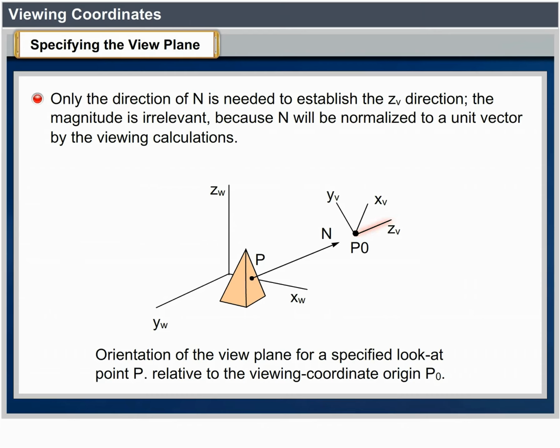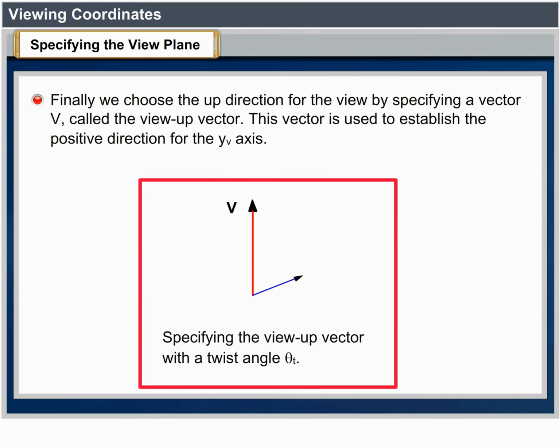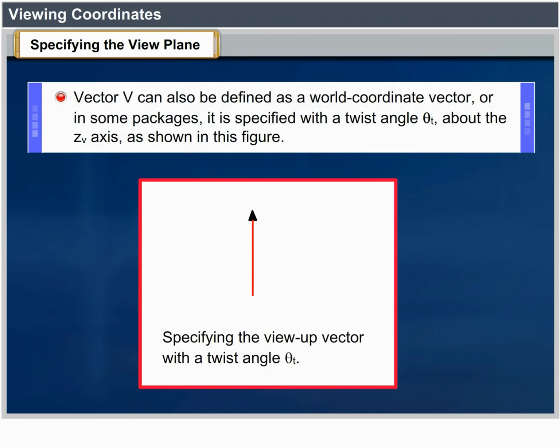Finally, we choose the up direction for the view by specifying a vector v called the view up vector. This vector is used to establish the positive direction for the YV axis. Vector v can also be defined as a world coordinate vector, or in some packages it is specified with a twist angle theta t about the ZV axis as shown in this figure. This figure shows specifying the view up vector with a twist angle theta t.